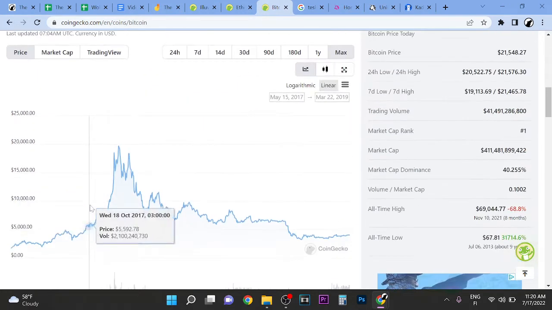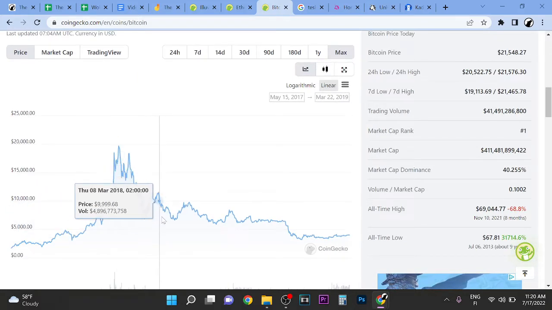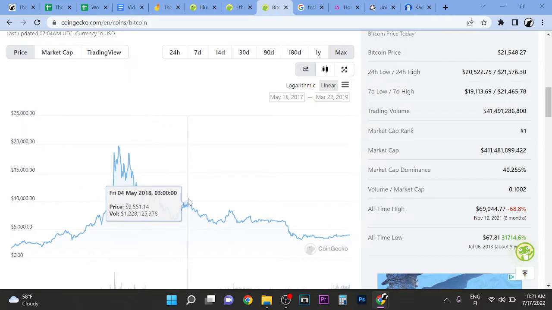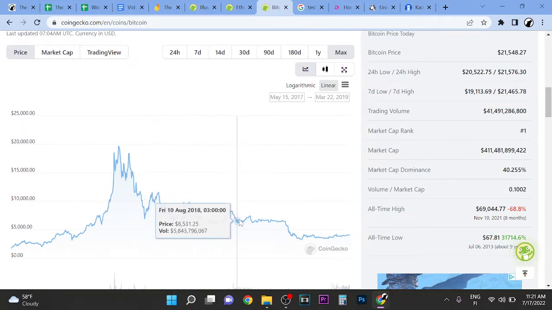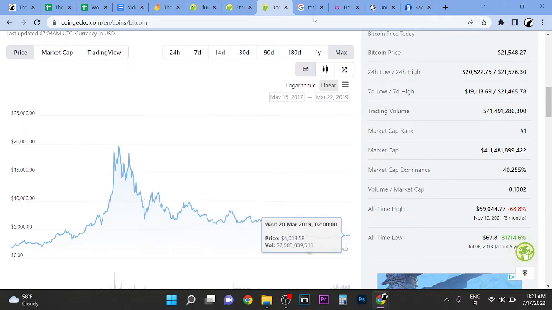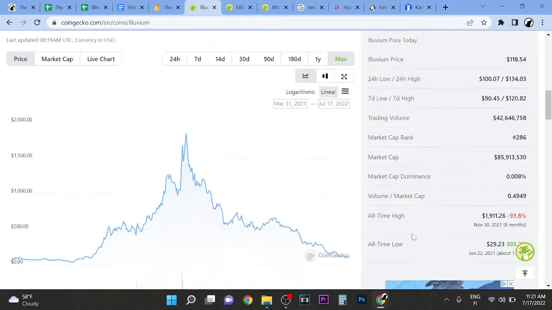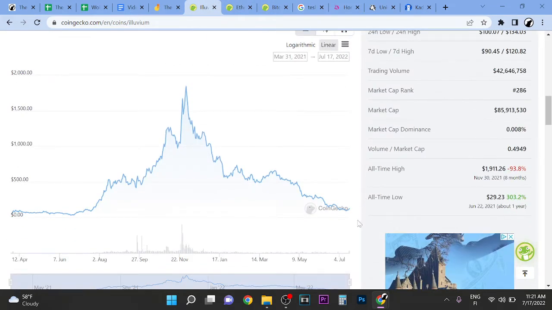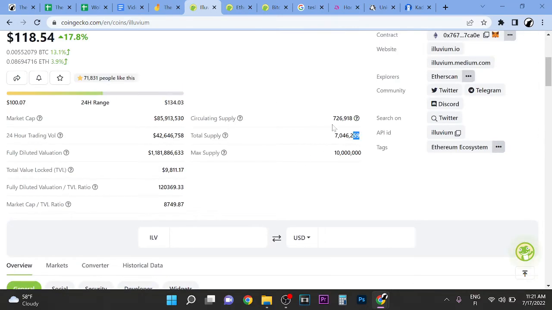Same thing with Bitcoin. All-time high of 20K, back to 6K, 11K, 6K, 9K, 6K, 8K, 6K, 7K, 6K, and then the bear market starts. So I think the same thing is going to happen this year. So I think that Illuvium is going back to like the $30 range at least, in my opinion. So if that happens, I'm buying some of it.